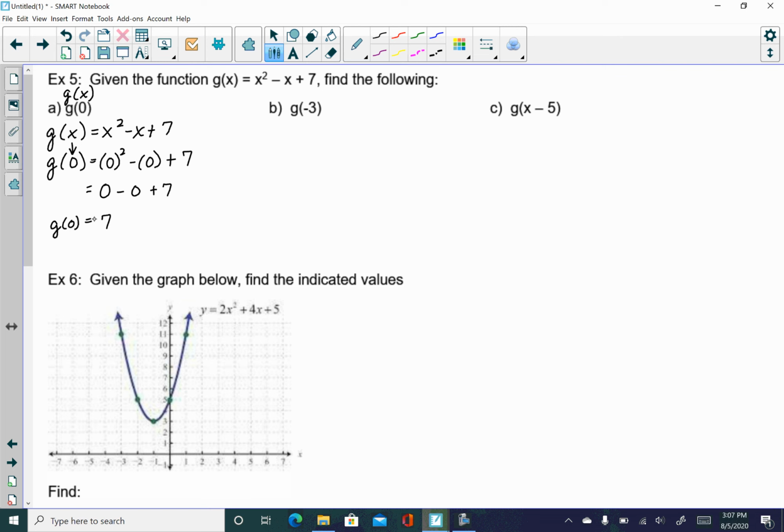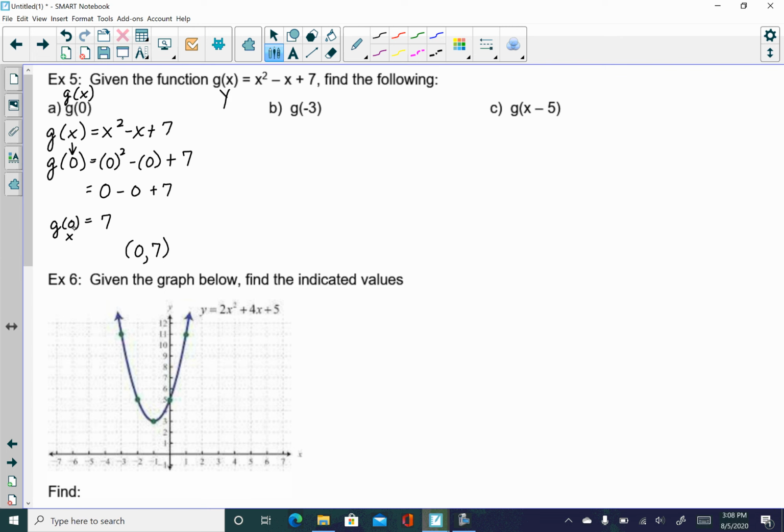Now I will say this, you plugged in an x value of 0. So I want to say that you have actually created an ordered pair associated with this function. And so what this actually means is that if you plug in 0 for x, you get a y value of 7, right? Because we said g of x is a fancy notation for y.